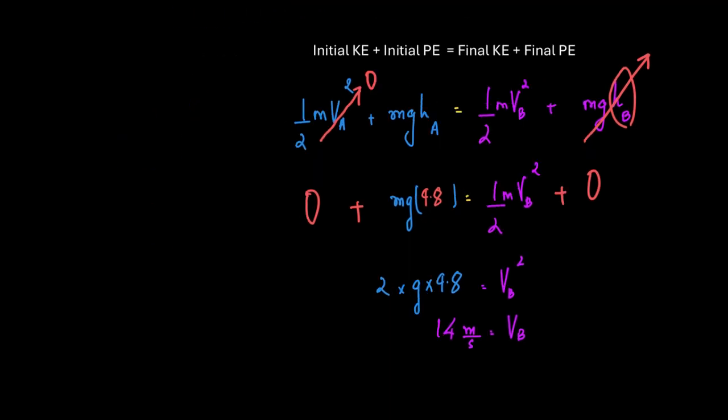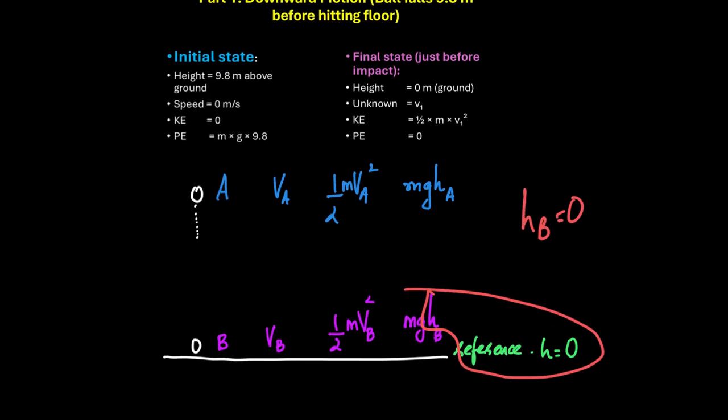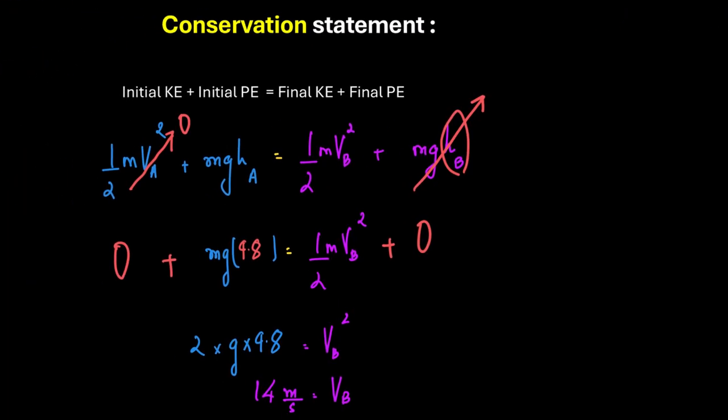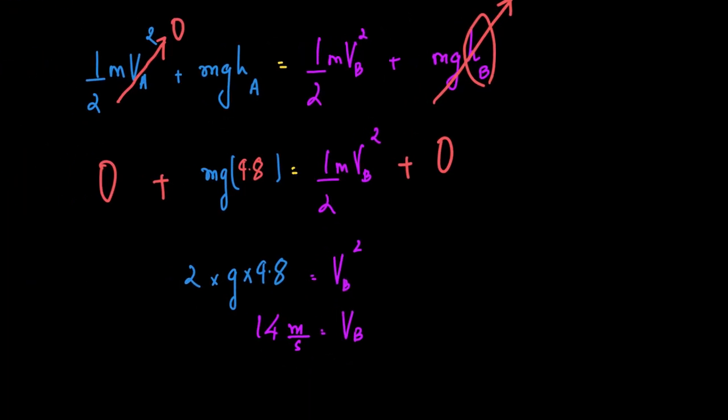Why is HA 9.8? Because the ball is dropped from a height H equal to 9.8 meters. So what we get here is mg into 9.8 is equal to half mVB squared. m by m is 1, and we have 2 into g into 9.8 is VB squared. VB is 14 meter per second. Right?